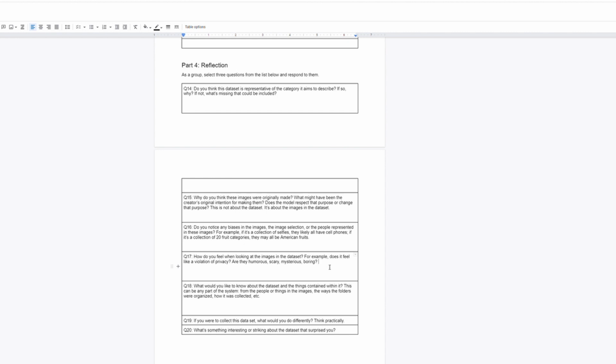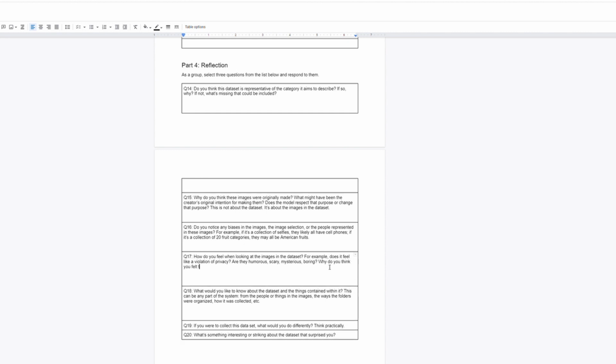You might feel different emotions as you are looking through these images. So don't feel constrained, and it doesn't have to be a negative emotion, right? Maybe the data set you're looking at makes you laugh or brings you some joy. Why do you feel this way? Why do you think you felt this way? So tell me why. And this can be done individually. Not everyone in the group has to feel the same way. A few of you might take different parts of this question and answer it on your own.